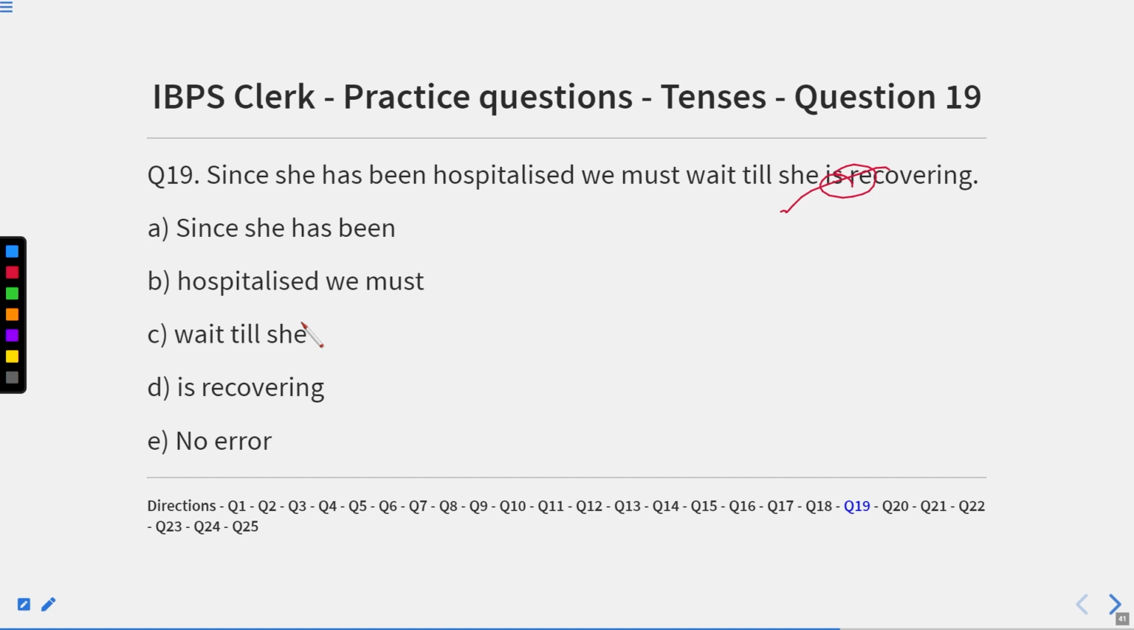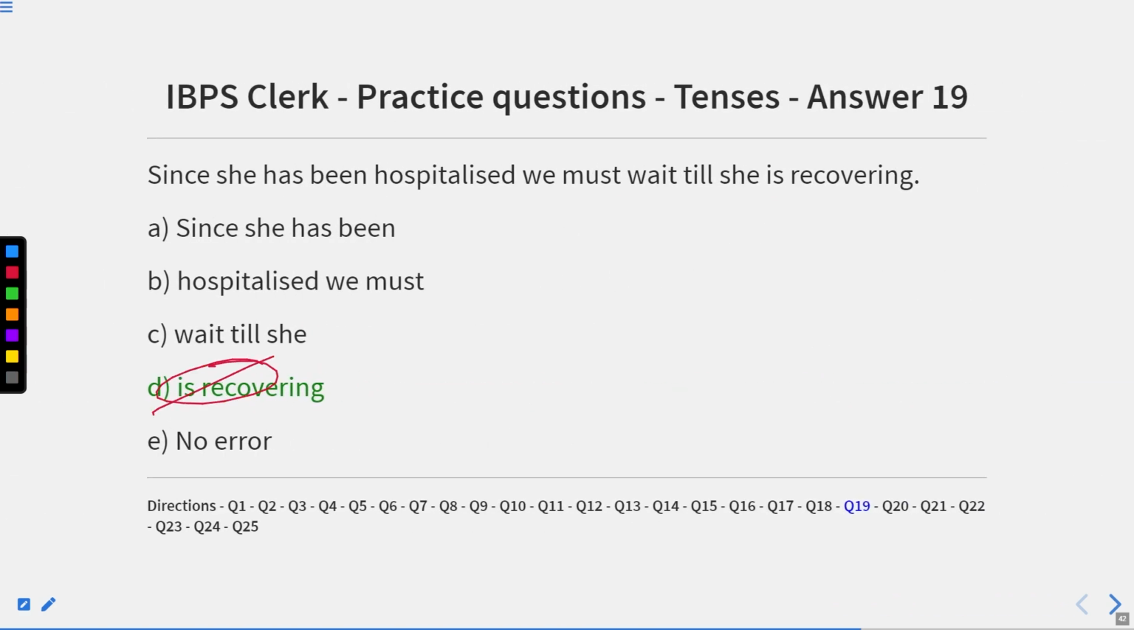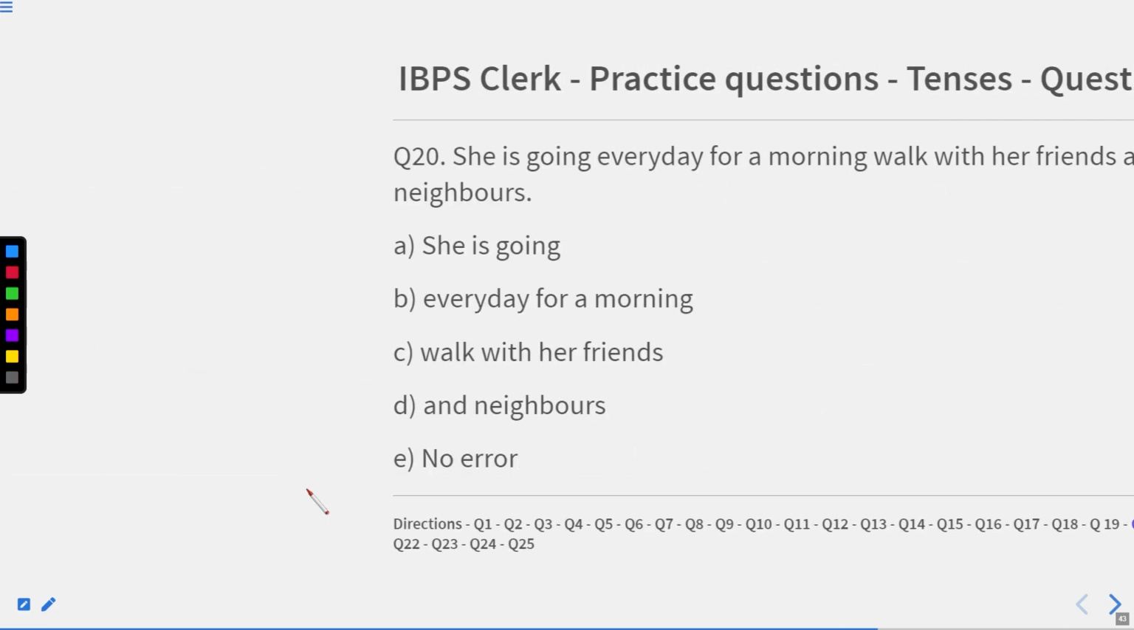We are not showing that it will start. So it will happen actually. So till she recovers. So this D is incorrect. So this should be the answer, where this is recovering should be replaced with recovers. So here we need present perfect, present indefinite tense actually. Now let us move to the next one.